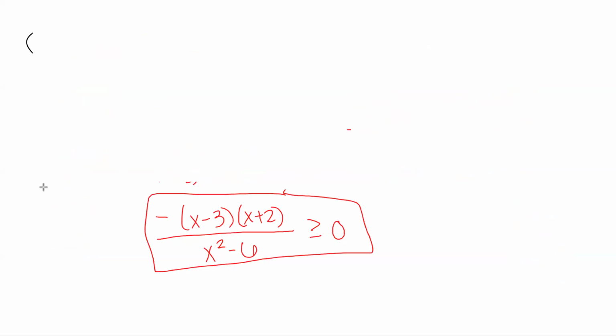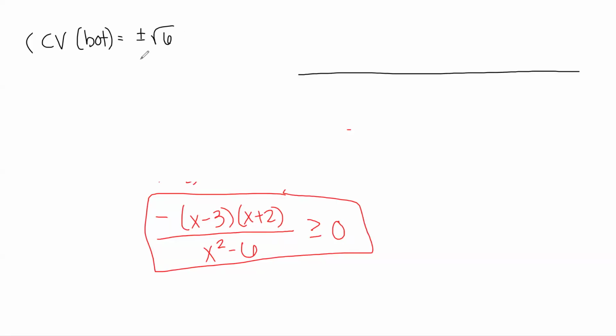Now make your number line and put on all your critical values from least to greatest. So first of all, we had critical values from the bottom of plus minus root 6. So remember, that's different. There's a negative root 6 and there's a positive root 6. And we had critical values from the top of 3 and negative 2.